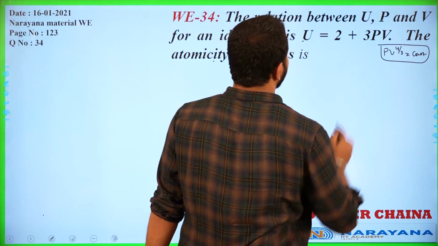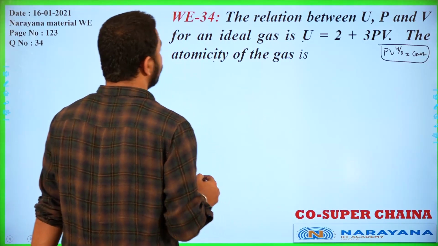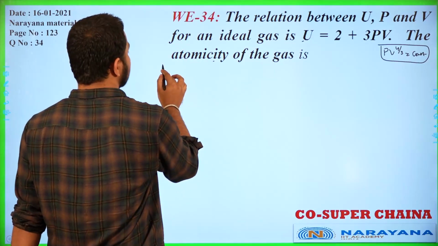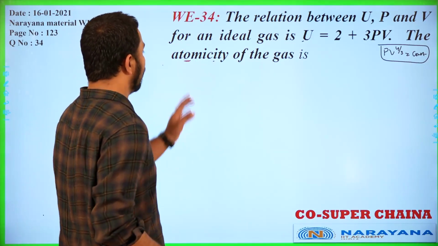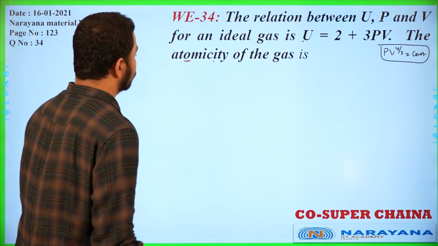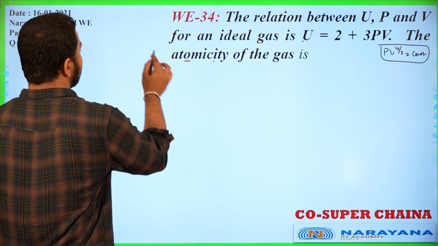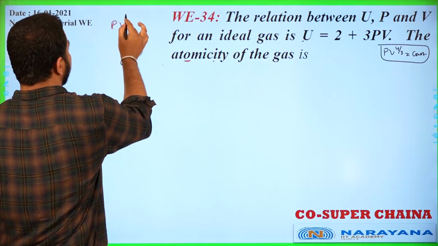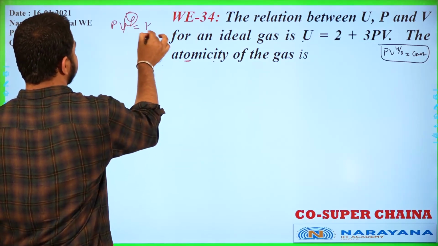U is equal to 2 plus 3PV. This is given. We need to find atomicity. So we know that this will be an adiabatic process, student. So we need to get it in the form PV to the power gamma equals constant. We need to get this gamma value here.